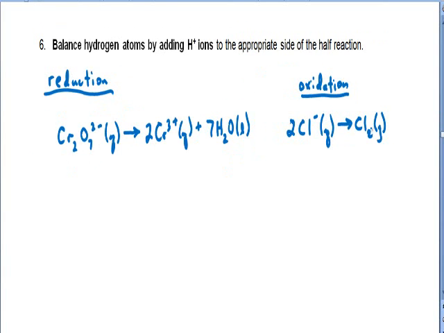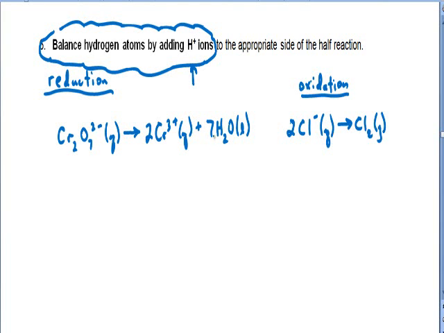Our next step is to balance out the hydrogen atoms by adding in H plus ions to whichever side of the equation needs hydrogens to balance the equation. We can add in H plus ions because the solution is acidic, and an acidic solution has an excess of H plus ions present in the solution.